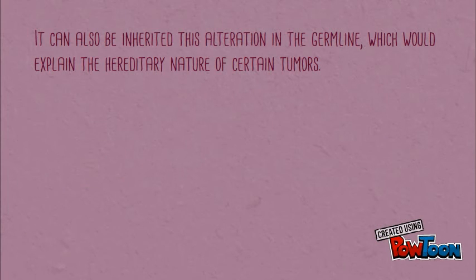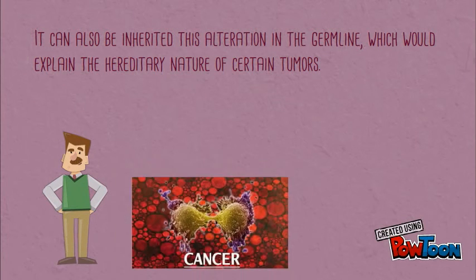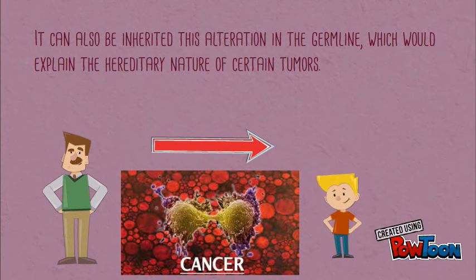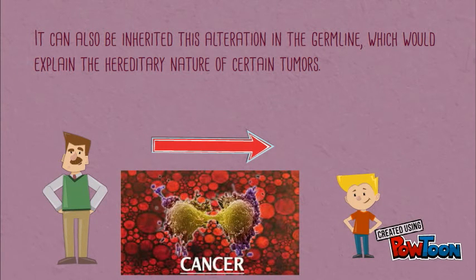It can also be inherited, this alteration in the germline, which will explain the hereditary nature of certain tumors, whose frequency rises in the same family. In this case, one of the alleles is inherited altered, so that a mutation is needed in the other allele, so that in this case it manifests itself.